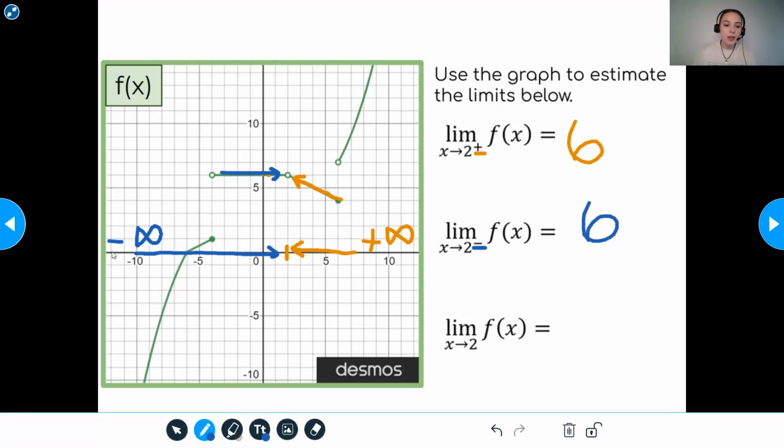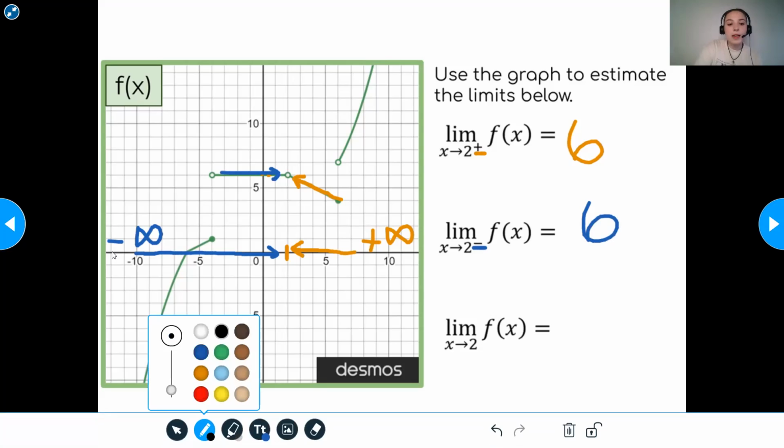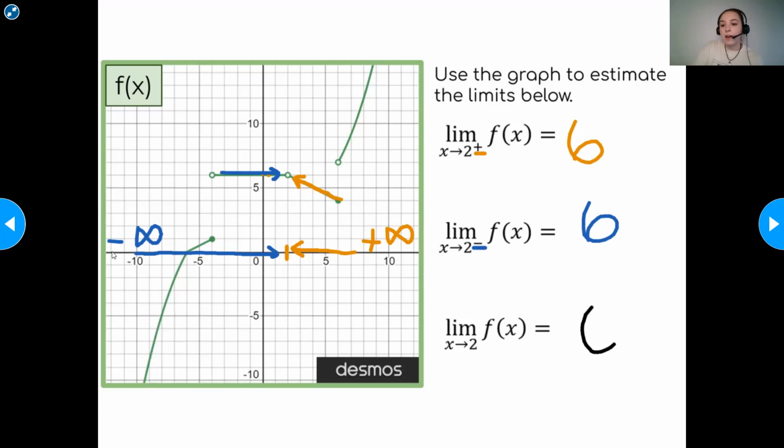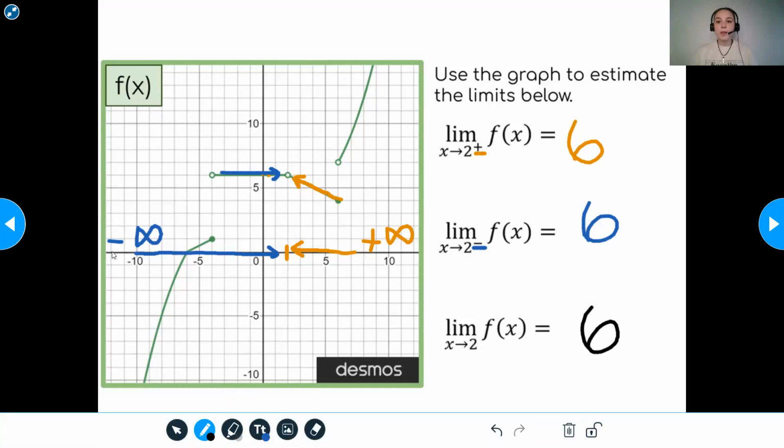So this is a super important key note about limits: if your right-hand limit and your left-hand limit are equal to the same value, in this case both of them are equal to 6, that means your general limit is also going to be equal to that value, in this case, 6. So because my right-hand limit as I'm approaching 2 is equal to 6, and my left-hand limit as I'm approaching 2 is equal to 6, my general limit as x approaches 2 is also equal to 6.